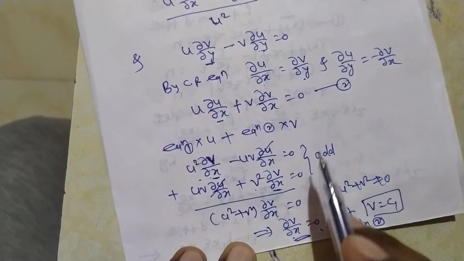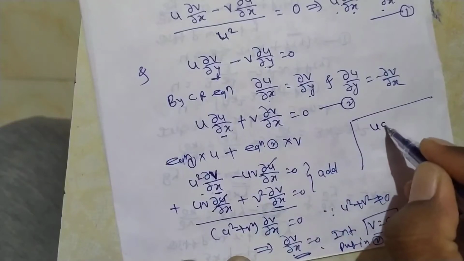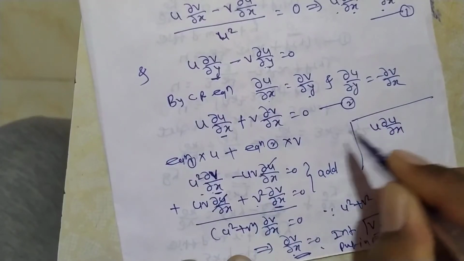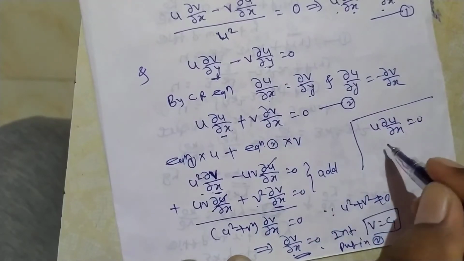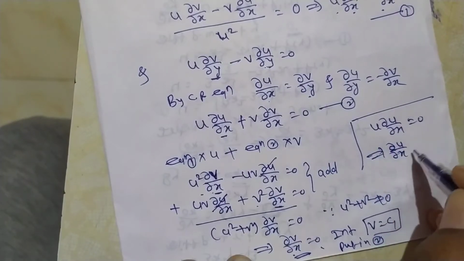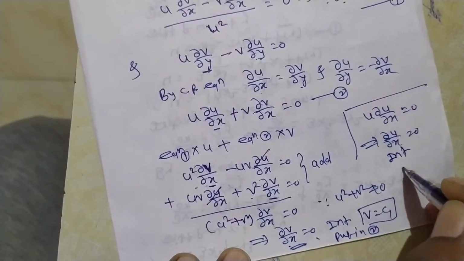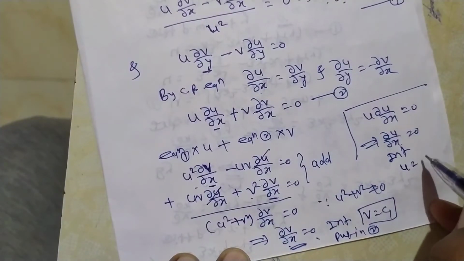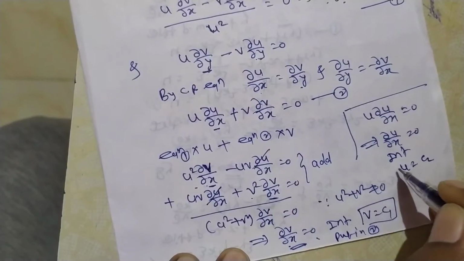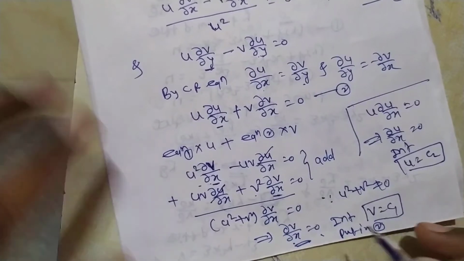Okay, then equation 2 becomes here u into ∂u/∂x plus ∂v/∂x equal to 0. But u is not equal to 0, so ∂u/∂x equal to 0. If ∂u/∂x equal to 0, then if we take integration, we get u is equal to integration of 0 is 0 plus constant of integration, take c2 here. So u is equal to c2, v is equal to c1, and therefore what is our question?